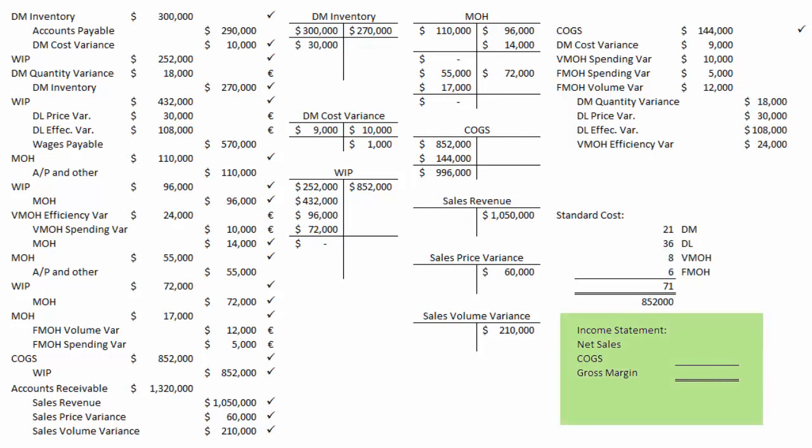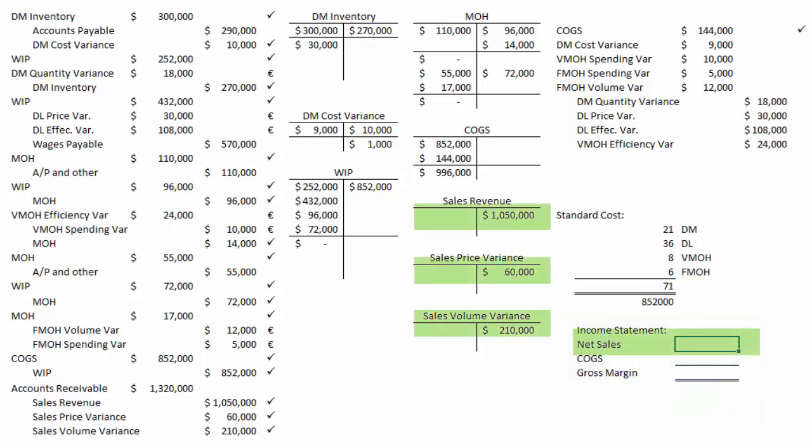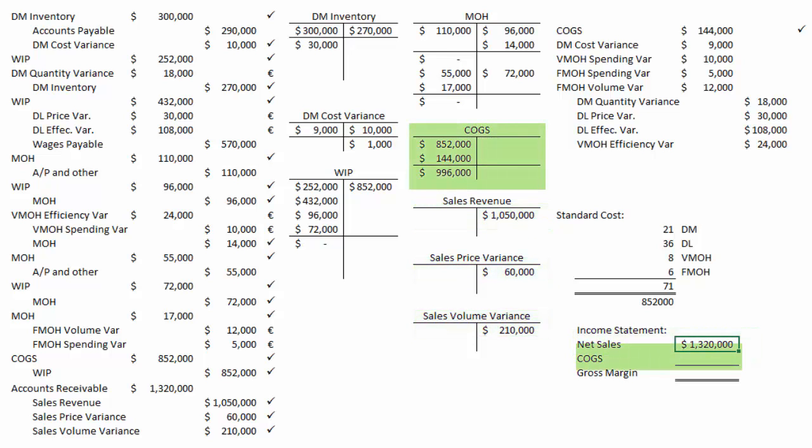And now let's do a little mini income statement. So our net sales are going to be the $1,050,000 for sales revenue, plus that sales price variance, plus that sales volume variance. That gives us a net sales of $1,320,000. Our cost of goods sold, we're going to pull right from our T account, is $996,000. And when I take the difference, I get $324,000 as our gross margin.